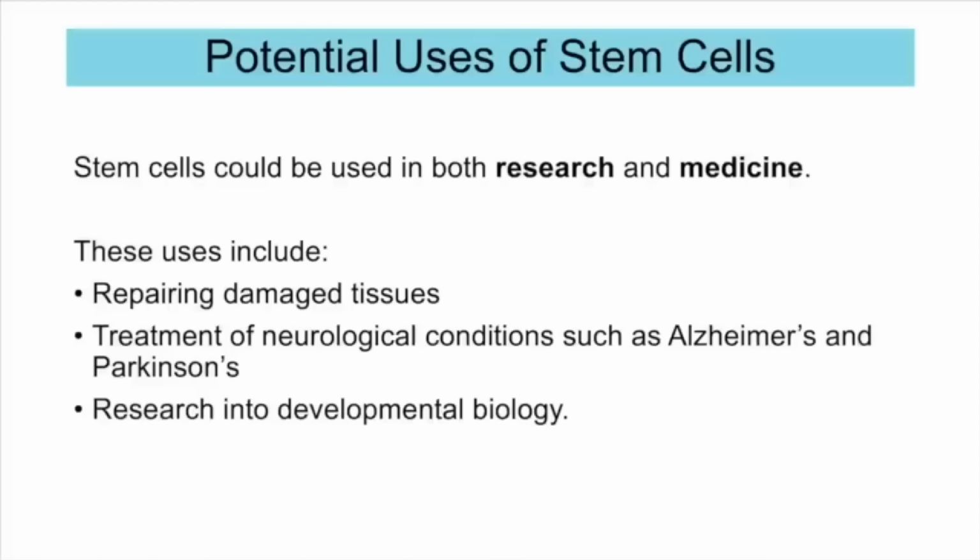So the potential uses of stem cells are in both research and medicine, and these include potentially being used to repair damaged tissues, or in the treatment of neurological conditions such as Alzheimer's and Parkinson's, or it could be research into developmental biology. So that takes us to the end of all of topic 2.